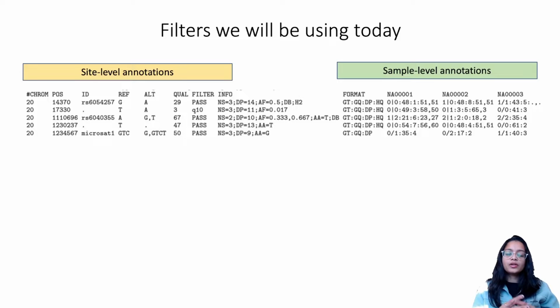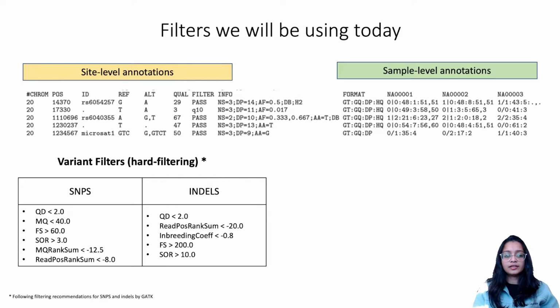So here we have an example VCF file, and we have previously discussed the information stored in each of these columns in detail in our VCF file format video. The filters that I will be applying at the site level are these. These are the thresholds recommended by GATK that I will be using for both the SNPs and the INDELs. I will be adding the link to the GATK documentation in the description section below that explains what each of these statistics or metrics mean.